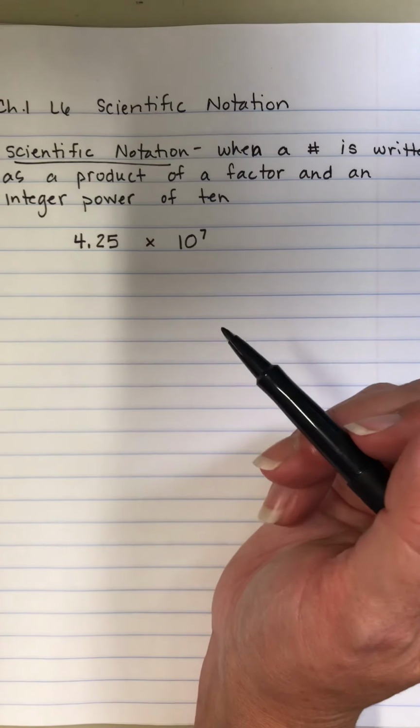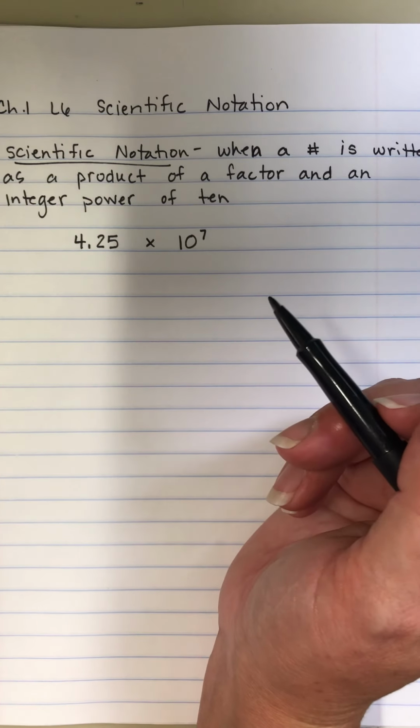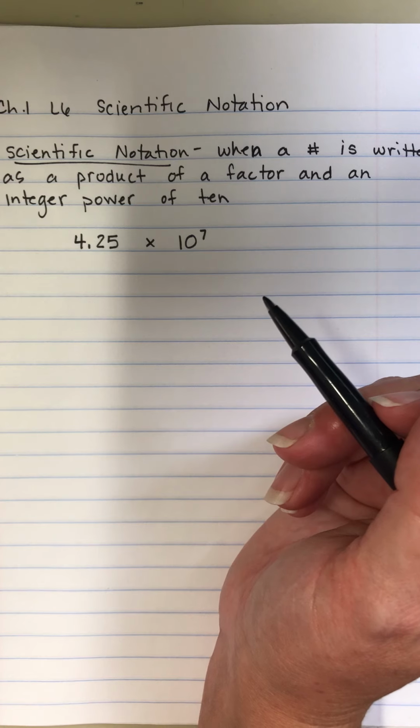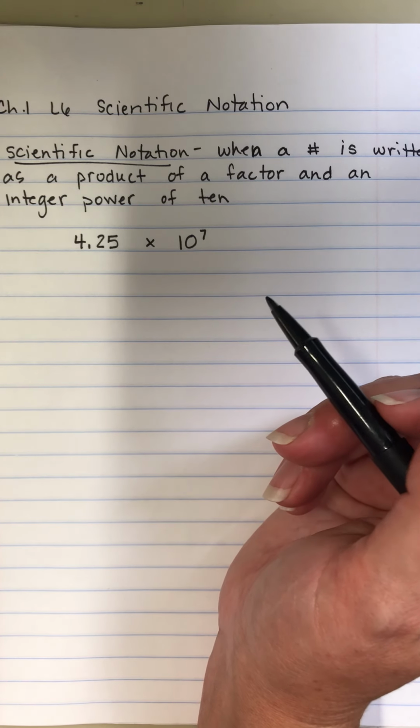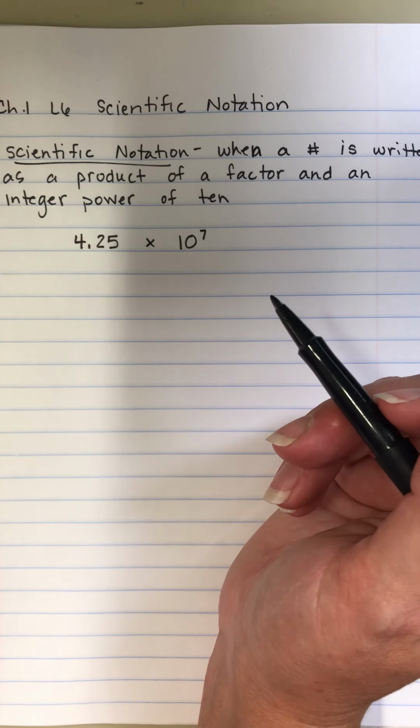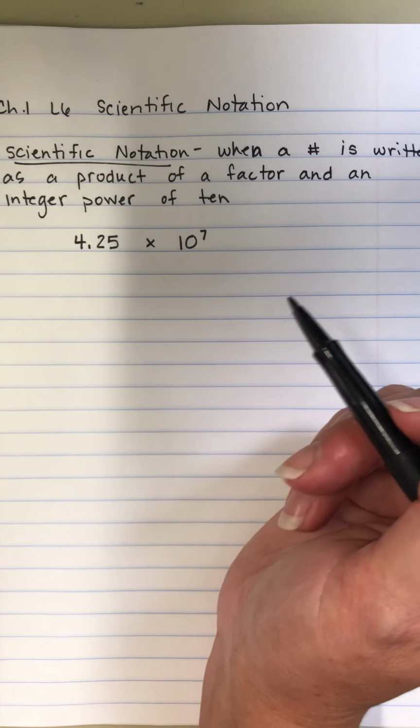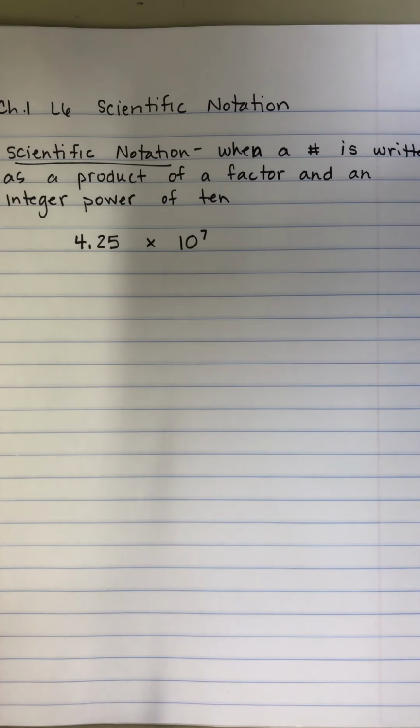We use scientific notation a lot in science. A lot of the things that we examine in science are either too small or too large to express using standard form numbers because they would just take up way too much space, either on a calculator or even to write down. So it's a shortcut way to write really, really small numbers or really, really large numbers.